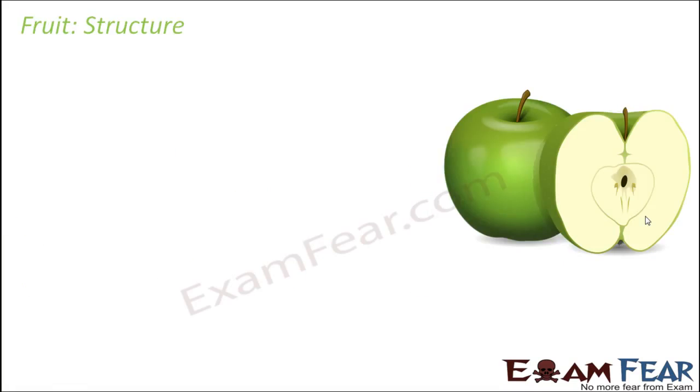Now talking about examples of fruit, we have a variety of examples: mango, apple, berry, pea, wheat, maize, bean, cotton, lily. There are so many examples of fruits. So let us now look at the structure of a fruit.